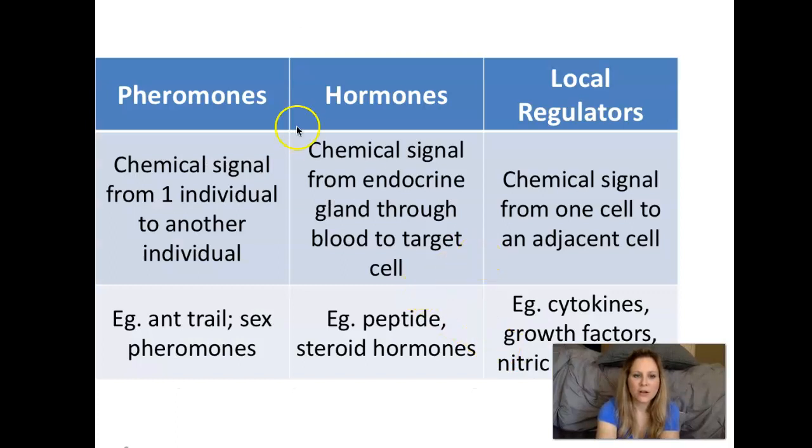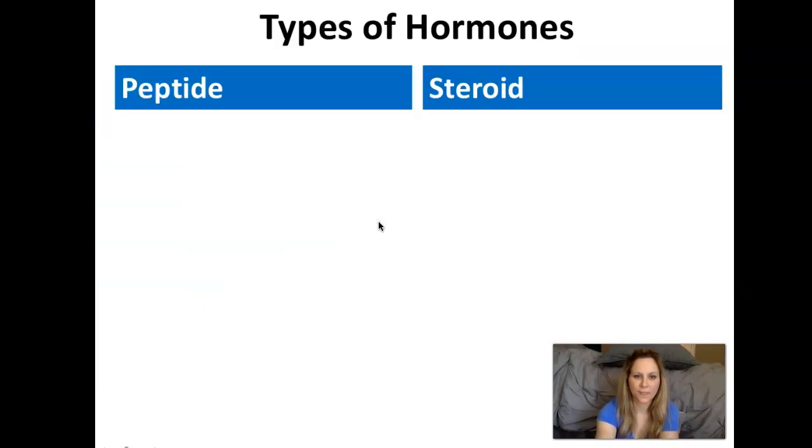Right here I have just a chart of 3 different types of chemical signals. Pheromones are chemical signals given off between 2 individuals. Let's say a queen bee gives off a pheromone for workers to go get pollen, and they're going to do what she says based on that chemical signal. So between two individuals. Local regulators are chemical signals that occur over a short distance between two different cells. And then you have your hormones, which are going to travel long distances. And this is the one that we're going to focus on today.